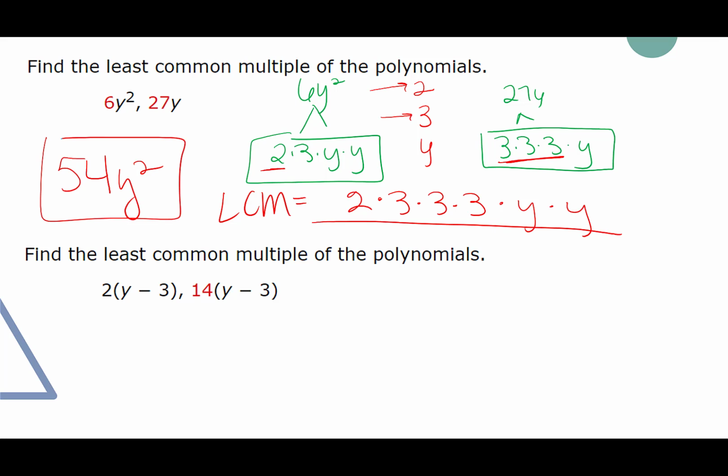Okay, so let me show you that one more time. And this will just take practice for you to really get good at it. This is 2 times y minus 3. And then the 14 times y minus 3 is 2 times 7 times y minus 3.